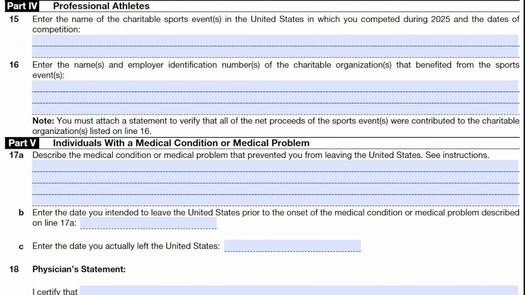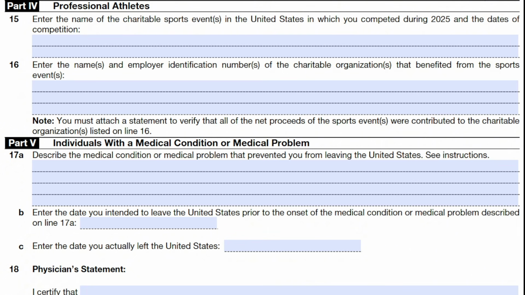Then you get to part 5, individuals with a medical condition or medical problem. So you can see in line 17A, it says describe the medical conditions or medical problems that prevented you from leaving the United States. So that's where you'd put it if you had some type of medical problem that prevented that, and you'd have to have a physician statement that states that they have actually assessed you and there is that medical problem. So that's what you would complete if you had that medical problem. As a student on a visa, you're generally exempt. So I'm not even worried about part 5 for this walkthrough.